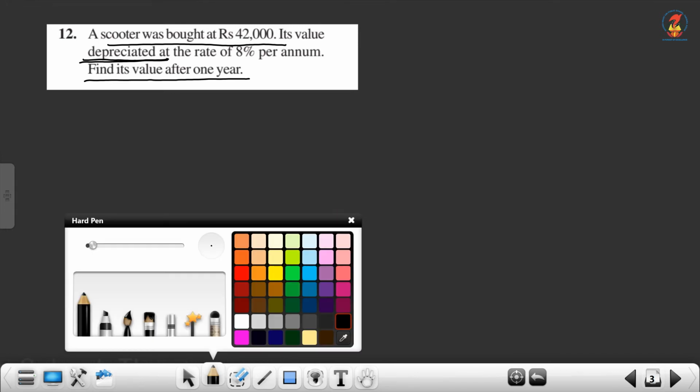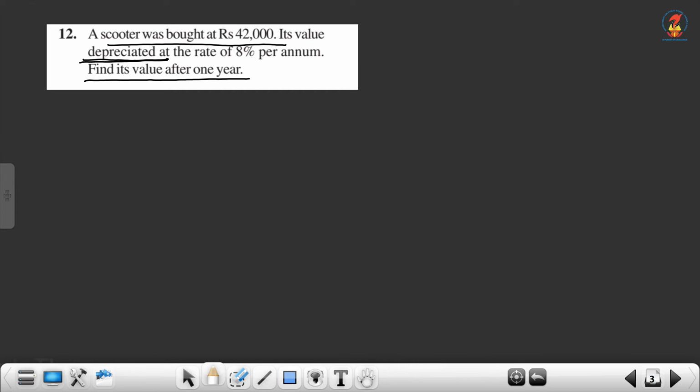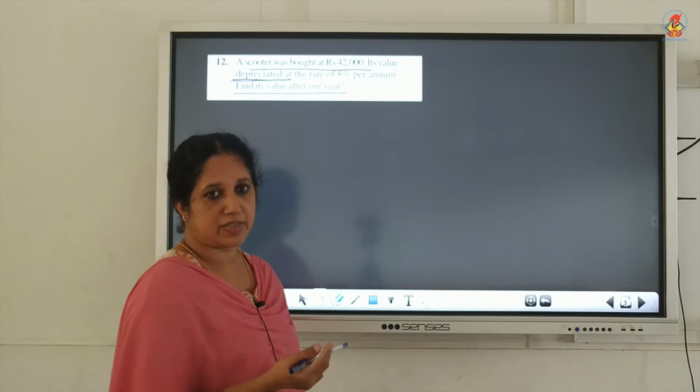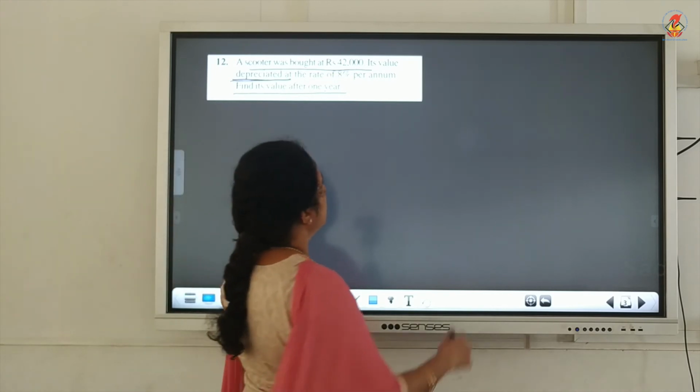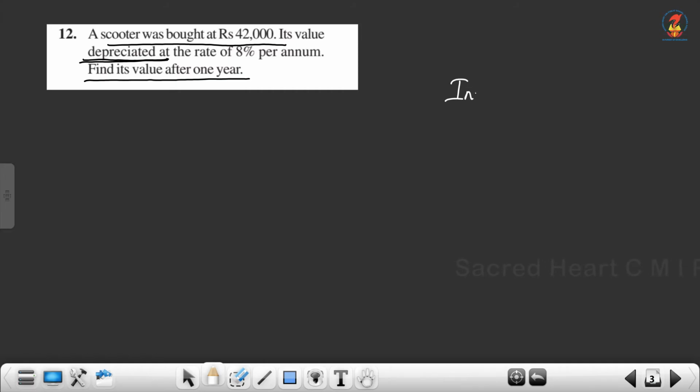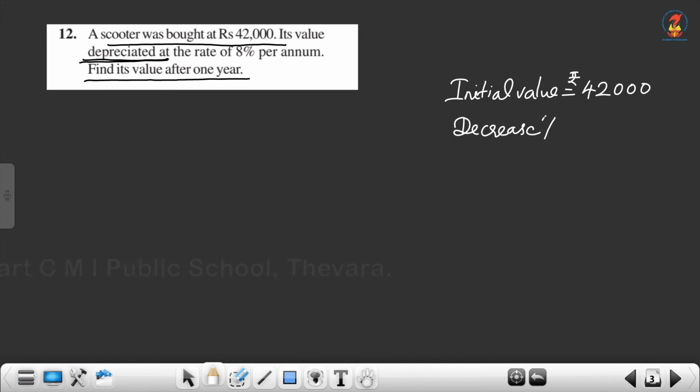So we can do the problem without the amount in compound interest. Without using that relation, we can find out. How can you find out? So the initial value is 42,000. If you are not applying the formula, how can you find out? So the initial value or the original value is rupees 42,000. The decrease percentage is given, so the decrease percent is 8%.